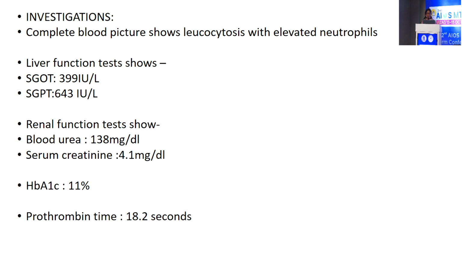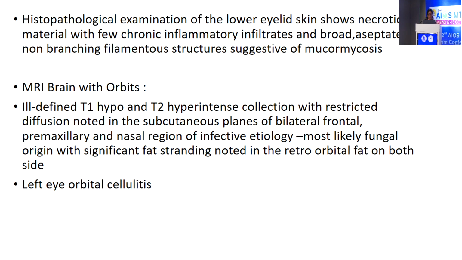Investigations. Complete blood picture showed leukocytosis with elevated neutrophils, and the liver function tests and renal function tests are elevated. HbA1c is 11%, and the prothrombin time is 18.2 seconds. Histopathological examination of the lower eyelid skin shows necrotic material with few chronic inflammatory infiltrates and broad aseptate non-branching filamentous structures suggestive of mucormycosis.